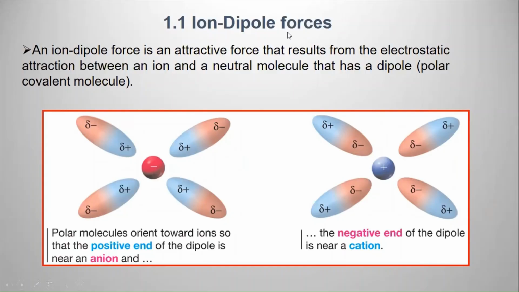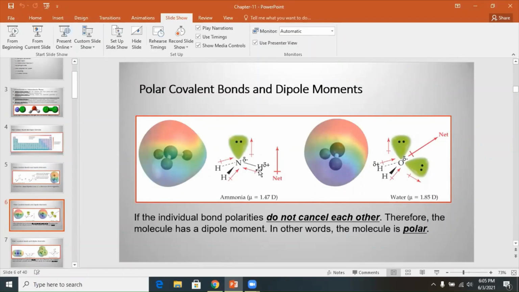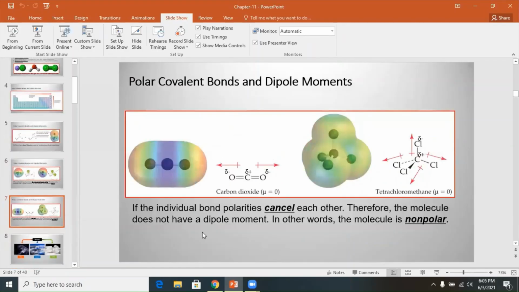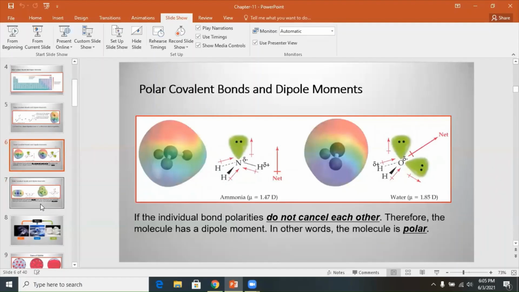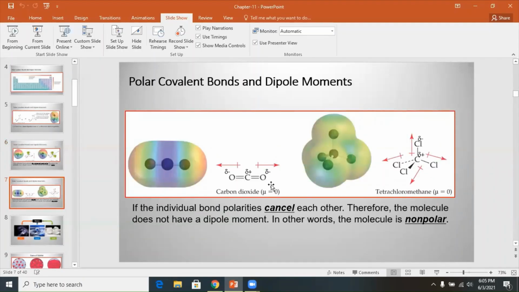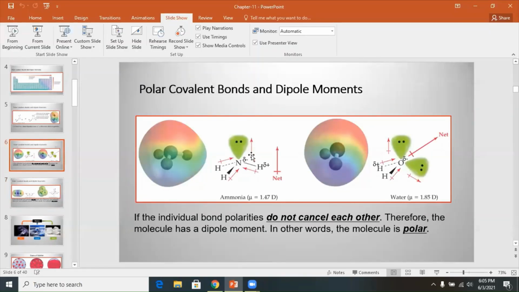Where will the polar molecule come from? From the covalent molecule, where the dipole moments don't cancel each other. If it doesn't cancel each other, you have a polar molecule. If the dipole moments cancel each other, you have a non-polar molecule. So to identify whether a molecule is polar or non-polar, you will have to draw the molecular geometry and identify the dipole moments and see if they enhance each other or they cancel each other. If they cancel each other, then this is a non-polar molecule. If they enhance each other, that's a polar molecule.